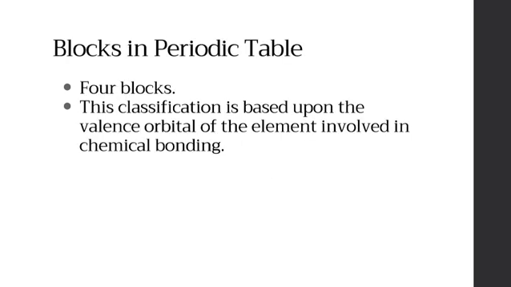Now let's talk about blocks. The periodic table is divided into 4 blocks based on the valence orbital involved in chemical bonding. This classification helps us predict valency and oxidation states.